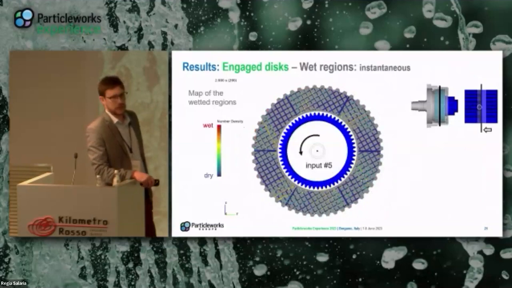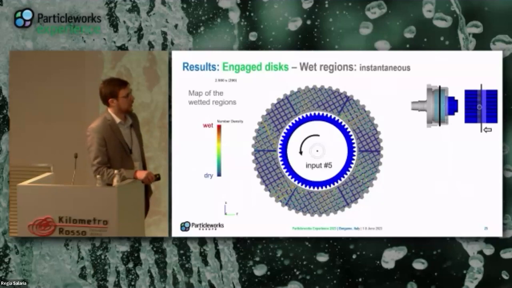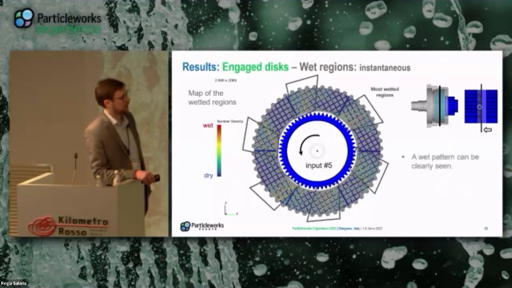And if we do a mapping to detect the wetted areas, okay, you can see that there is a sort of pattern. So blue, this is the average instantaneous value of the number density. So you know that blue values, low values, mean low wetting, and red means high wetting. So we can clearly see that there is a sort of pattern in which we alternate wetted regions to less wetted regions, and so on. Okay, and this was interesting.